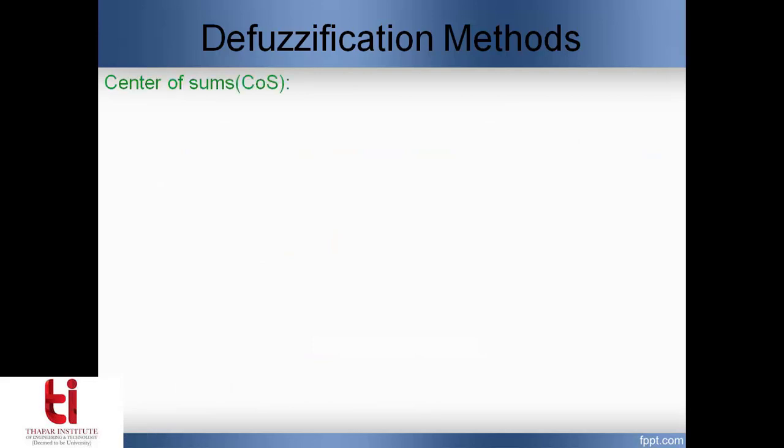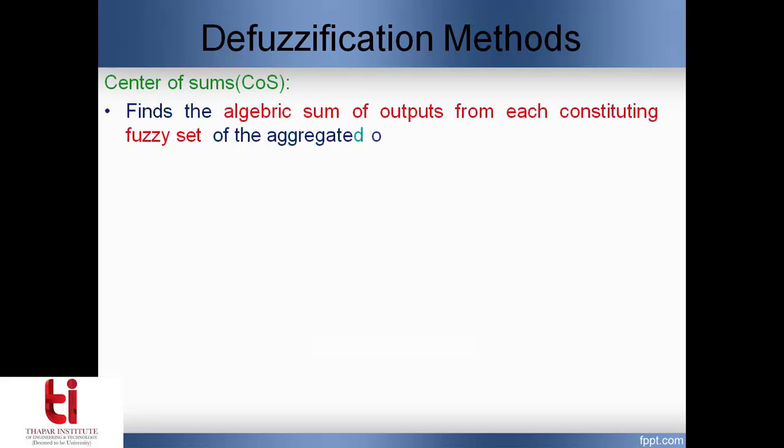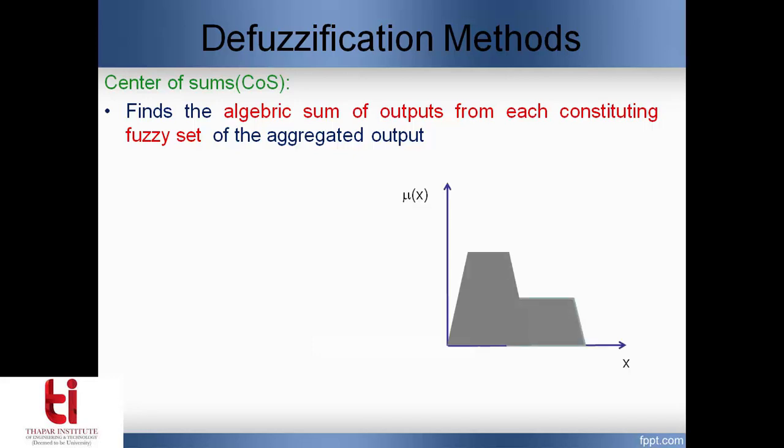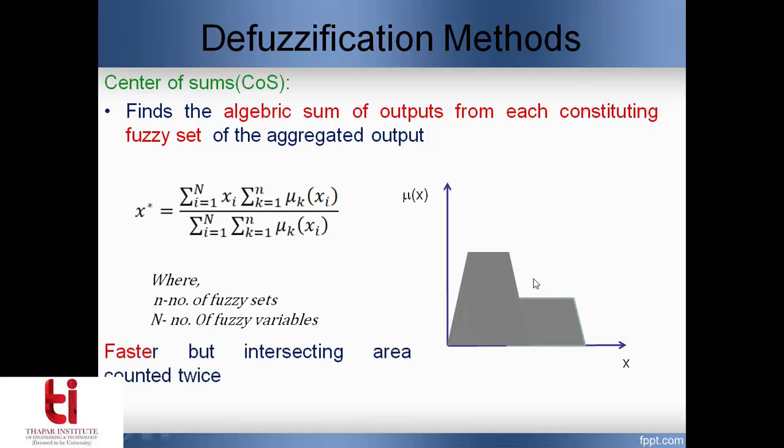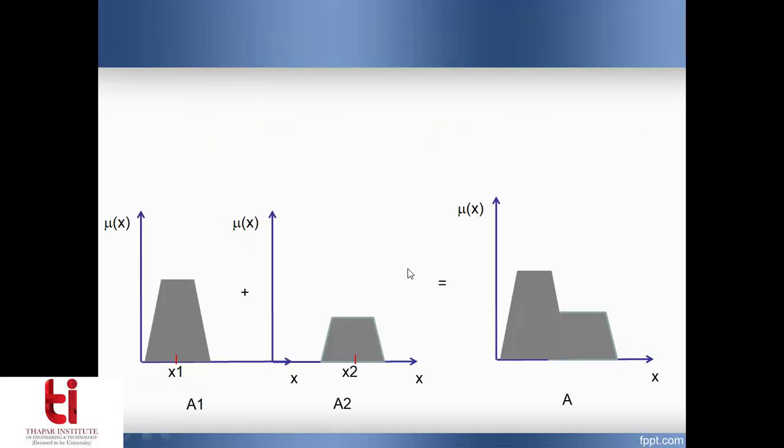Then we have center of sums method. This is also another efficient and commonly used method where we try to find the algebraic sum of the outputs from each constituting fuzzy set of the aggregate output. So like in this case, it is aggregation of two fuzzy sets. Okay. So mathematically it is actually expressed as this.